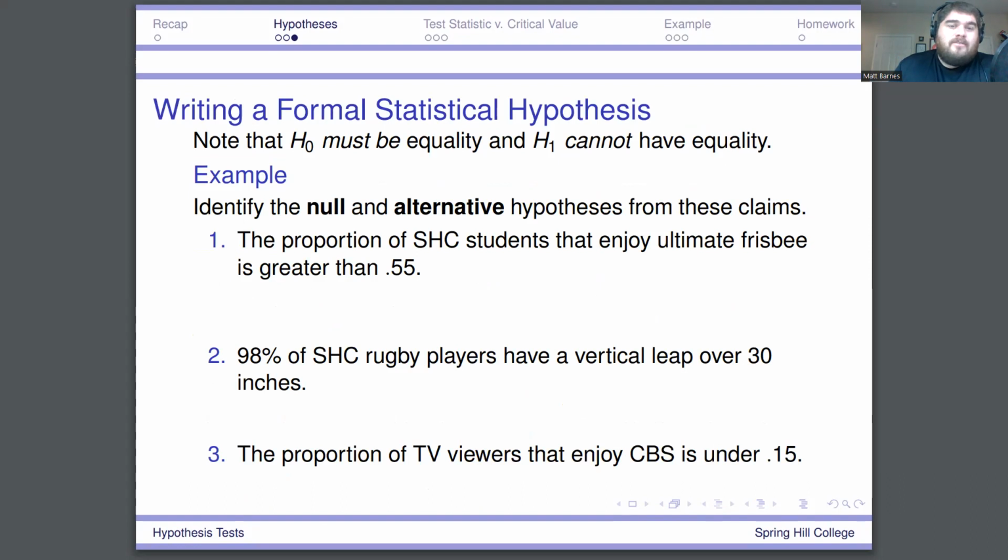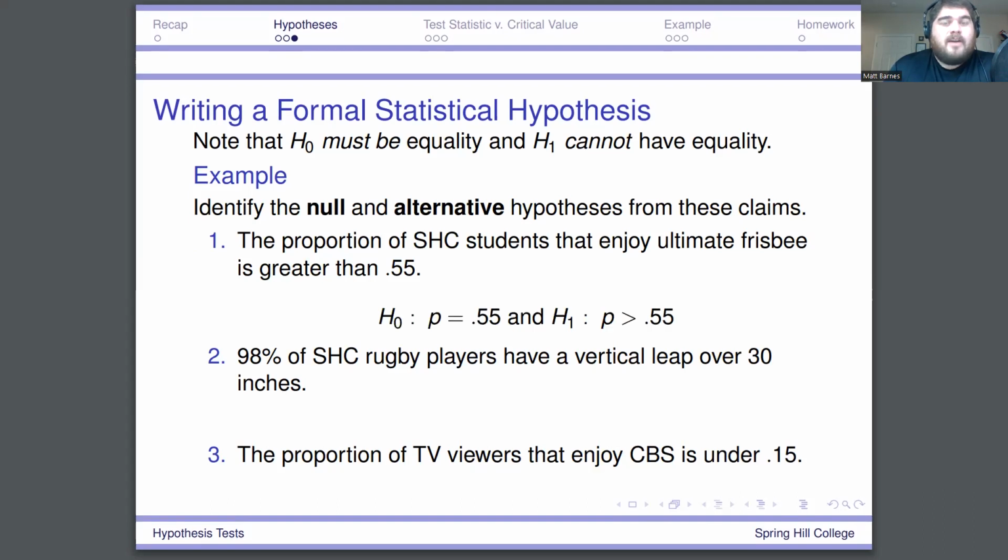So this one: the proportion of SHC students that enjoy ultimate frisbee is greater than 0.55. If we did that, our H naught would be that it is 0.55. It is what we're being told. Our H1 would be that we actually think that percentage is bigger. So we would say H1 colon P is greater than 0.55.